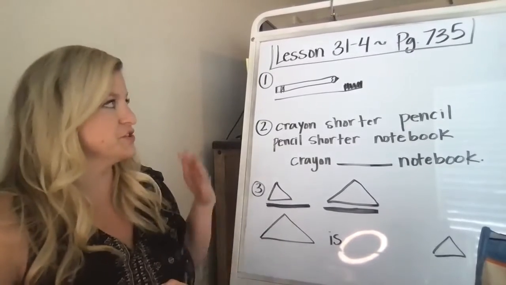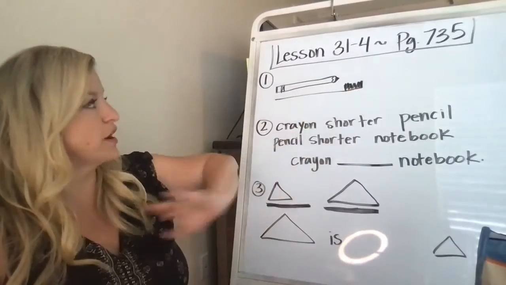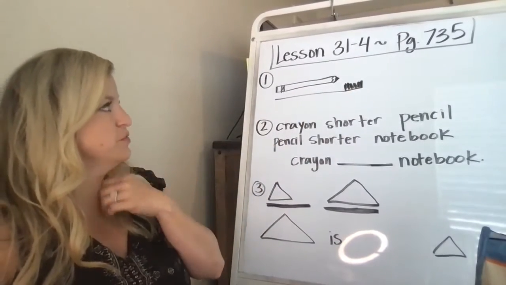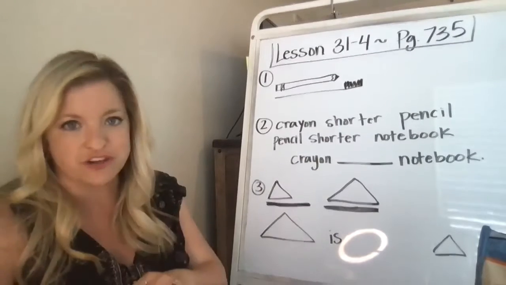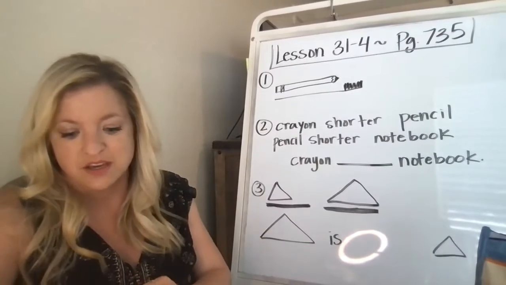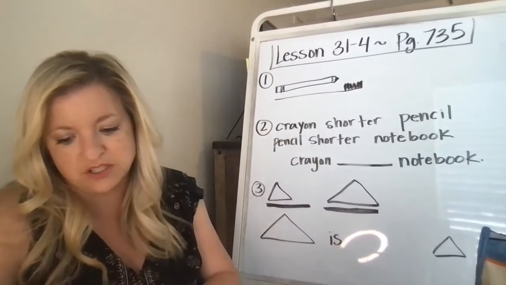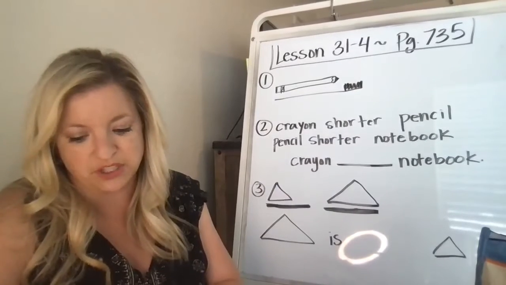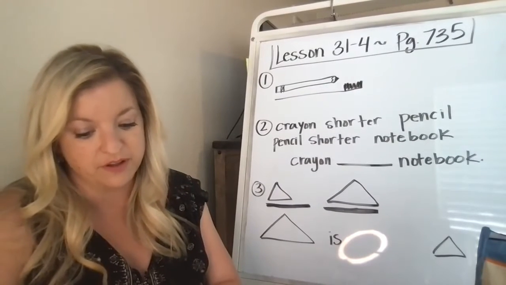Today, we're just going to the very next session, which is session 4 from lesson 31, and you're on page 735 in your math books. It has an example at the top, so it says complete the example, then solve problems 1 through 5.